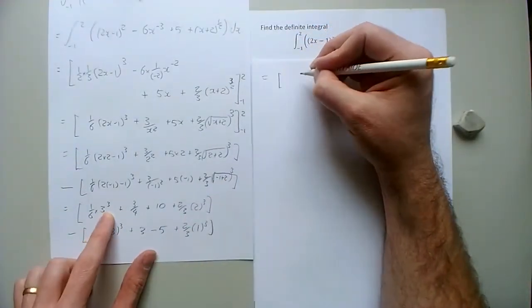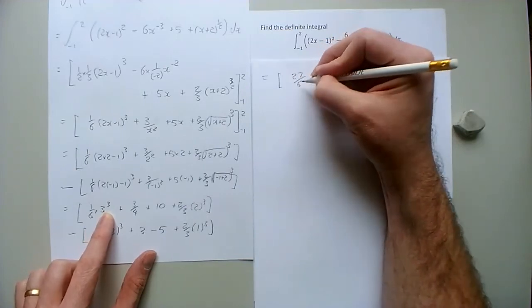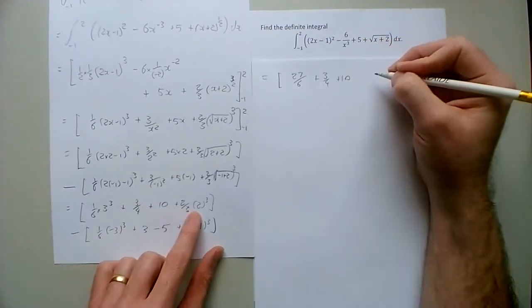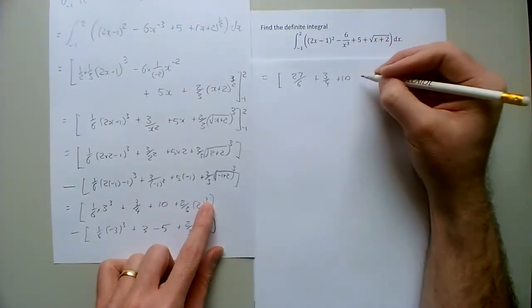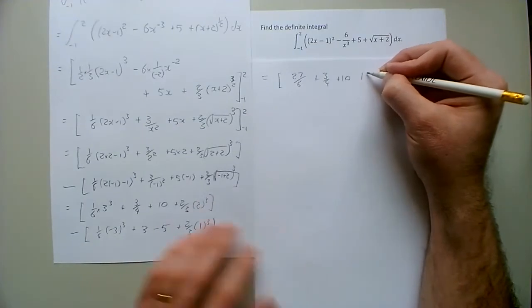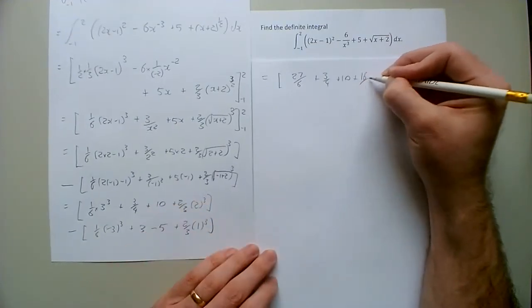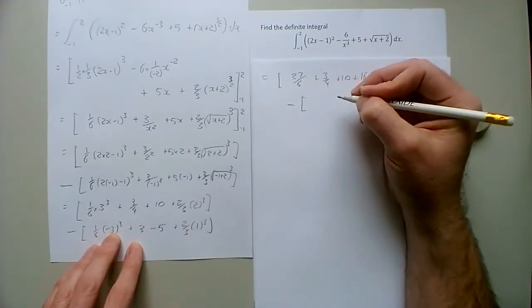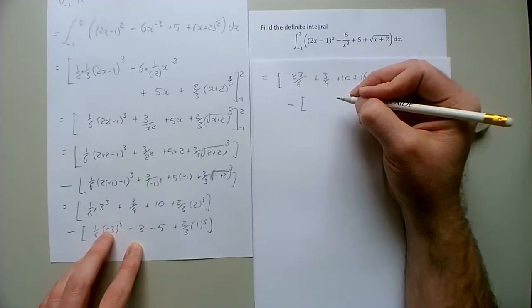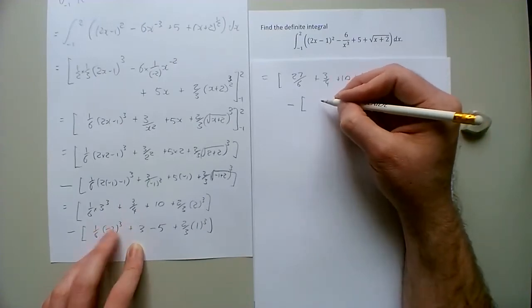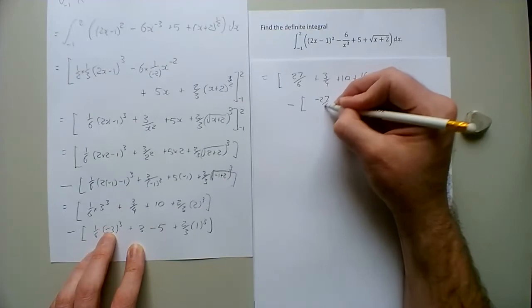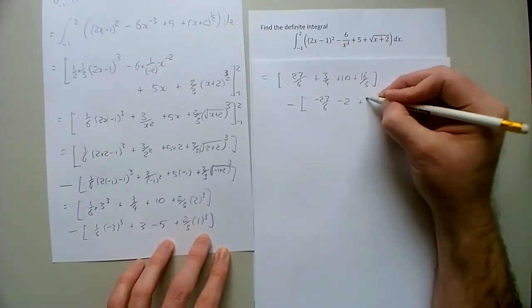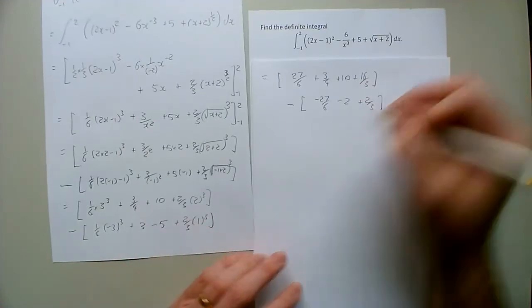So 3 cubed is 27. So 27 over 6, I've got a 3/4. I've got a 10. Now 2 cubed is 8. And 8 times 2/3 is 16/3. Okay. -3 cubed, well, 3 cubed is 27, and -3 cubed will be -27 because that's how cubing interacts with minus. Okay. 3 minus 5 is minus 2. And 2/3 times 1 is just 2/3, because, right, we're doing very well.